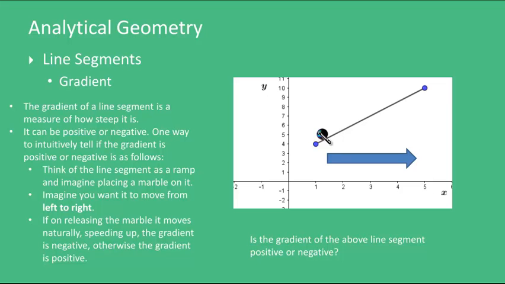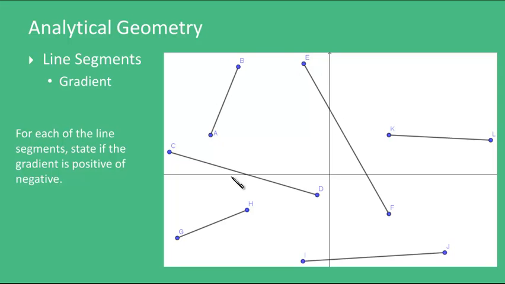Here you have to push this marble. It won't move naturally from left to right. So the gradient of this line segment is positive. So looking at these, it should be easy for you to tell what the gradients of these line segments are. So let's look at this one.